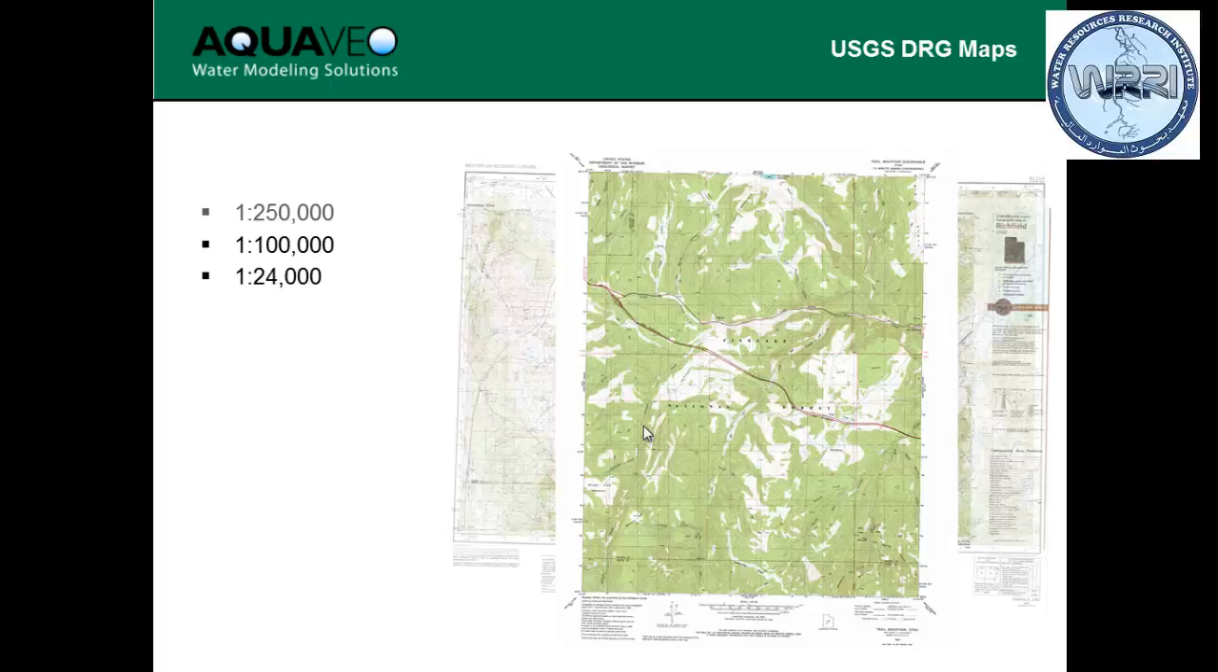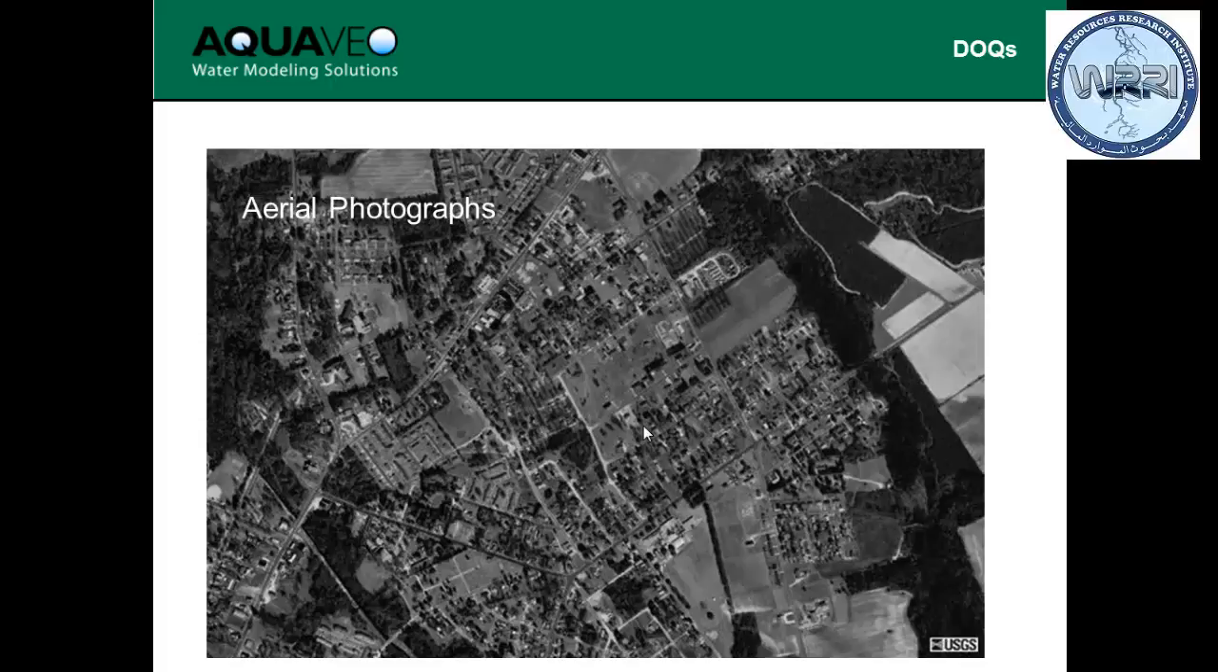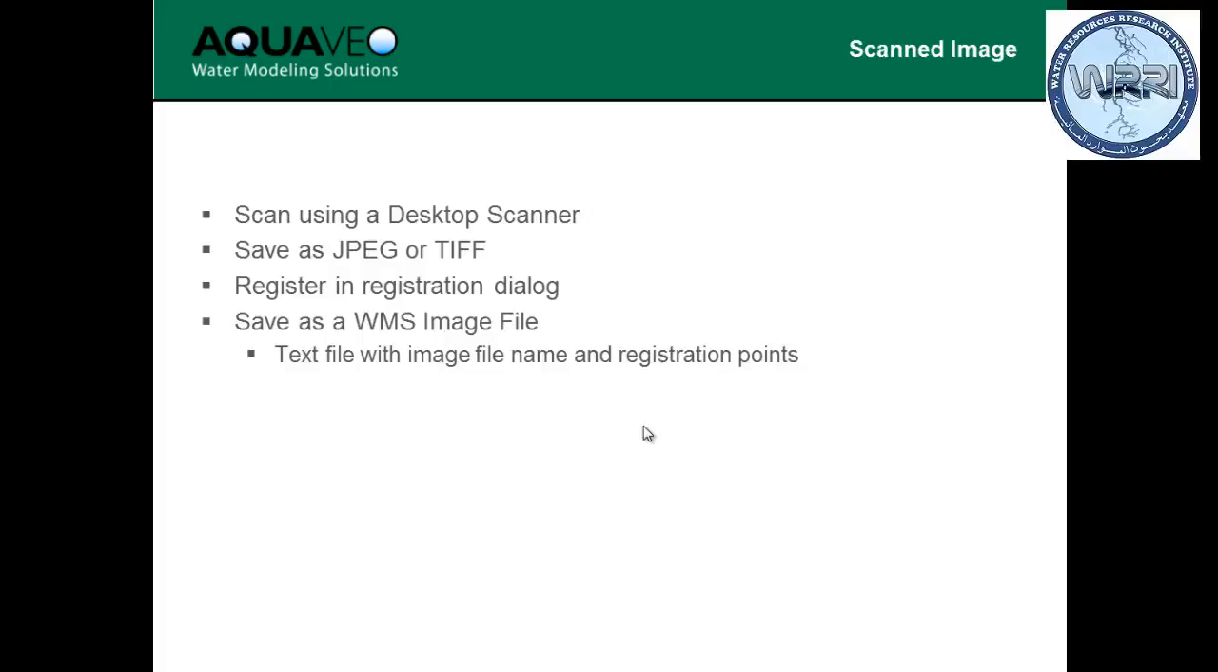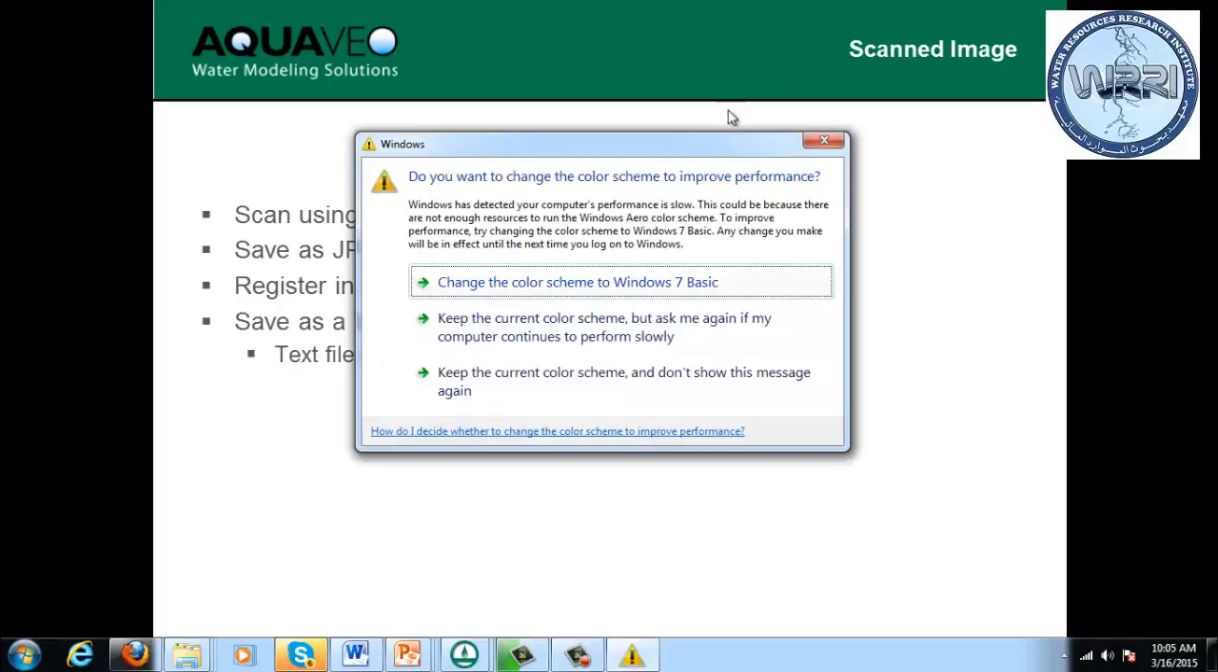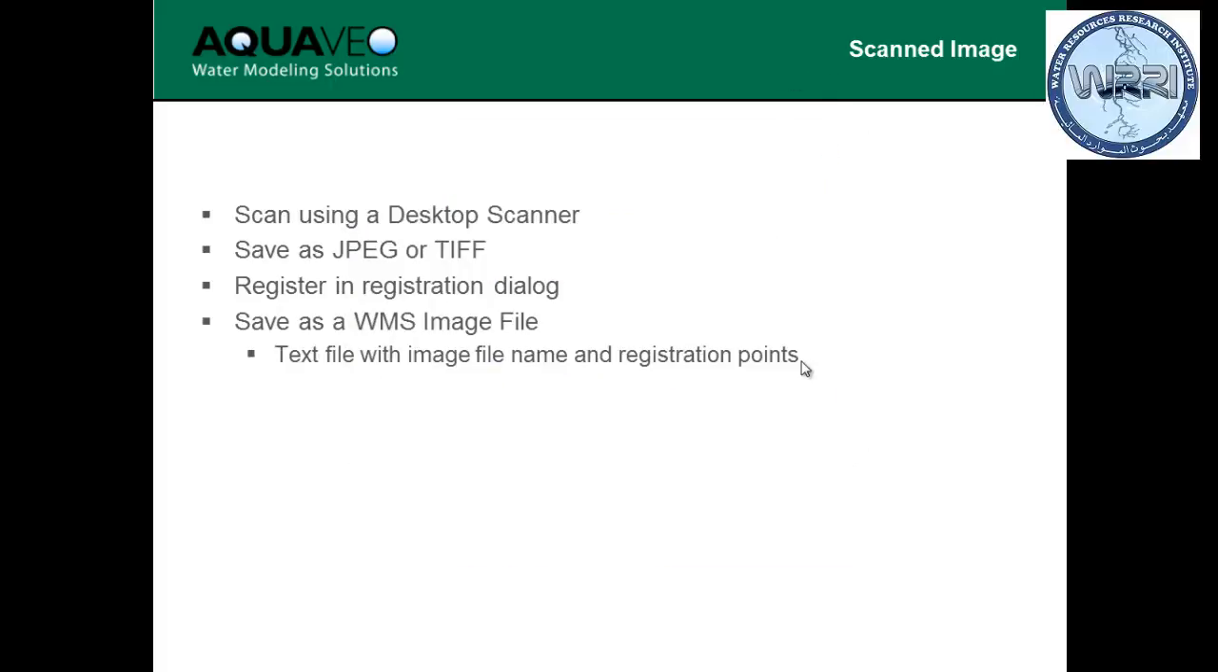So probably the best data sources are just the online data sources from WMS, or if you save something from ArcGIS or something, you can use that. Okay, you can also, you have aerial photographs. So if you're bringing in a scanned image, you can just use a desktop scanner and save that file as either a JPEG or a TIFF file, or actually you can save it basically in any format. And WMS will read that in, and then you have to register that, and you define the 3 points and register it.